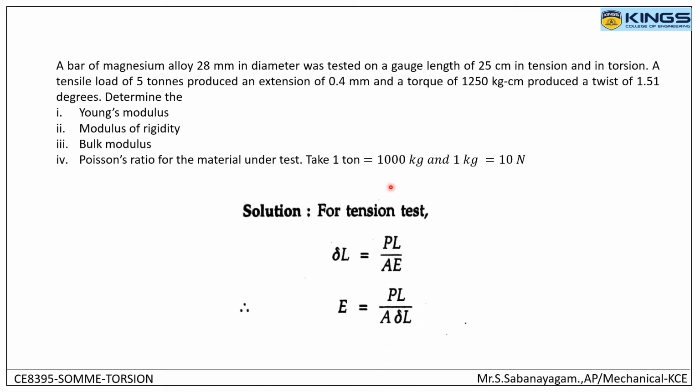So for the tension test, with the help of the load and the length given, the formula to find the extension will be PL by AE. That is, extension del L is equal to PL by AE. From this we can find the first one, Young's modulus E. So E is taken on the left hand side, and the other things are taken onto the right hand side. That is, this relation becomes E is equal to PL by A del L.